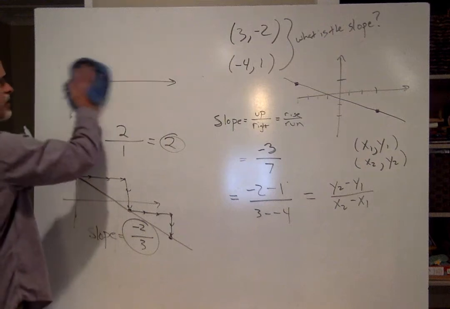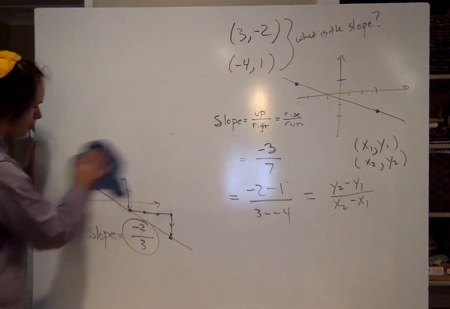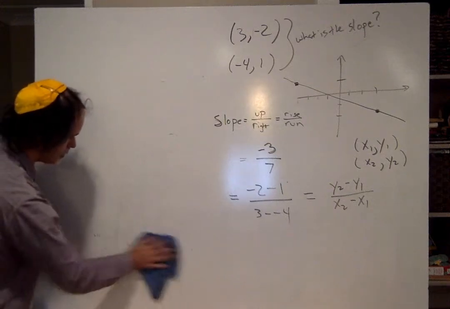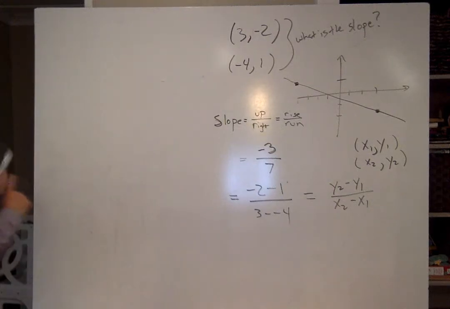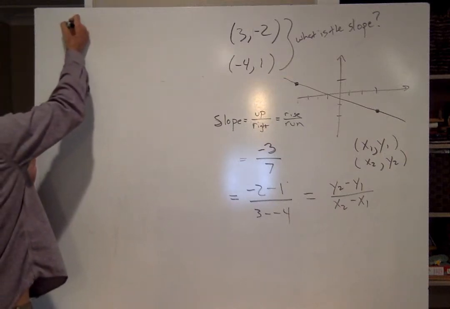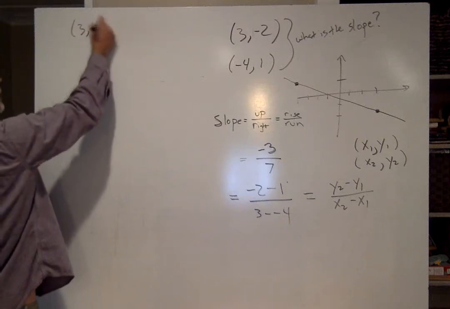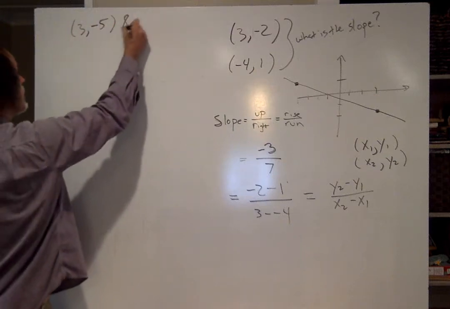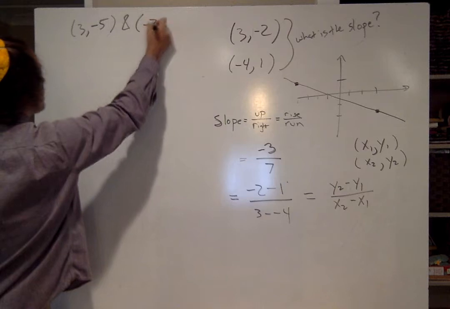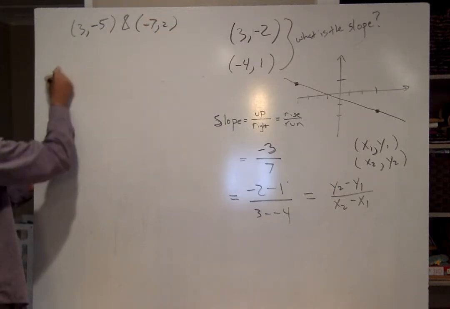If you have it memorized, it makes life a lot easier for you. I'll just give you 2 points. Let's say (3, -5) and (-7, 2). What's the slope?